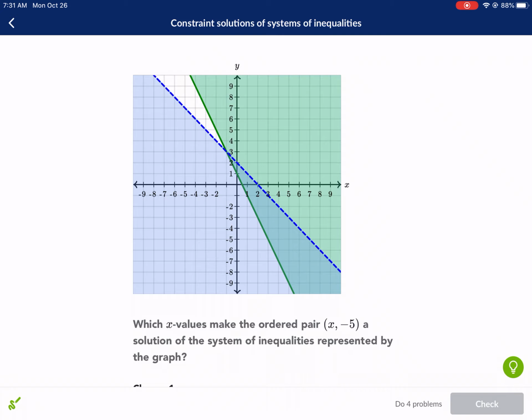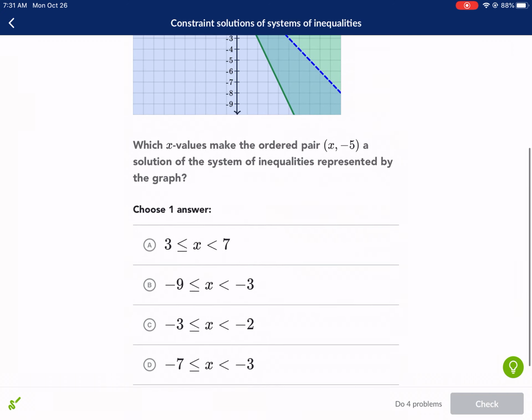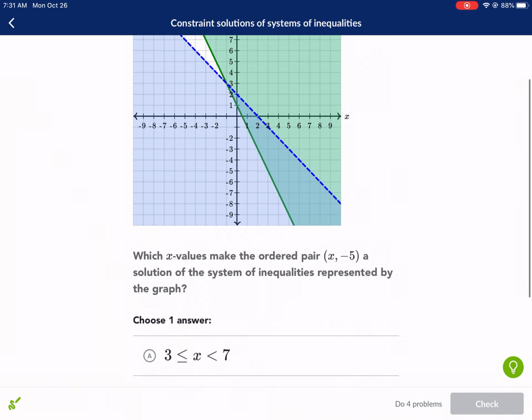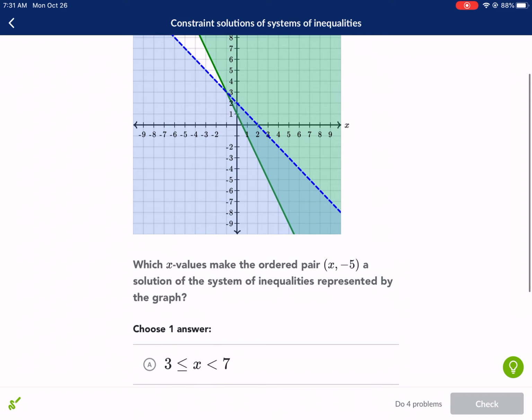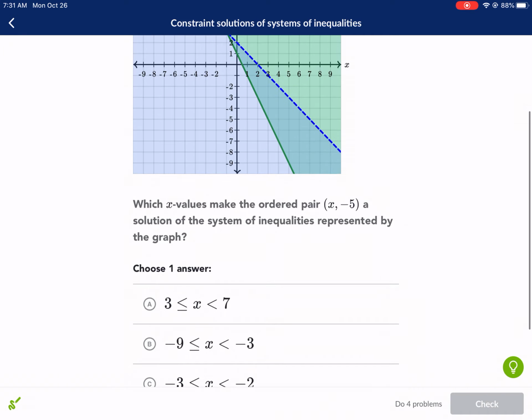We're doing constraint solutions of systems of inequalities today. This is a really good one for practice and understanding systems of inequalities. It really makes you understand what it's talking about and what is deemed a solution. So let's go ahead and get right into it.